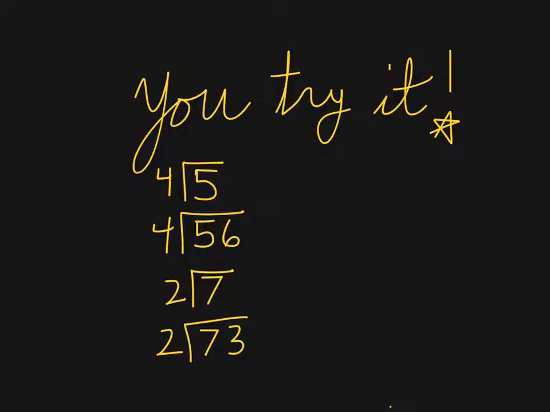These are your practice problems, and just like last night's video, they are starting off simpler, 5 divided by 4, and then we are going to build on that and turn that into 5 tens. So here we have 56 divided by 4, 7 divided by 2, and then we will build on that and do 7 tens, 3 ones, or 73 divided by 2.